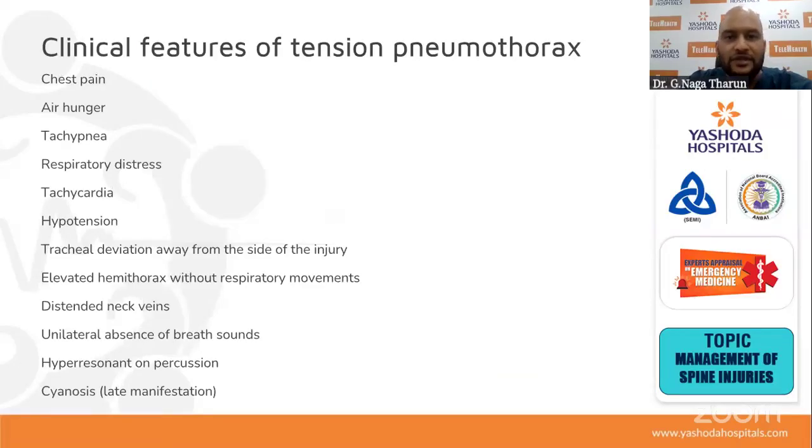The clinical features of tension pneumothorax are chest pain, air hunger, tachypnea, respiratory distress, tachycardia, and hypotension. There will be tracheal deviation away from the side of the injury, elevated hemithorax without respiratory movements, distended neck veins, and unilateral absence of breath sounds. It is hyperresonant on percussion, and cyanosis will be a late manifestation.